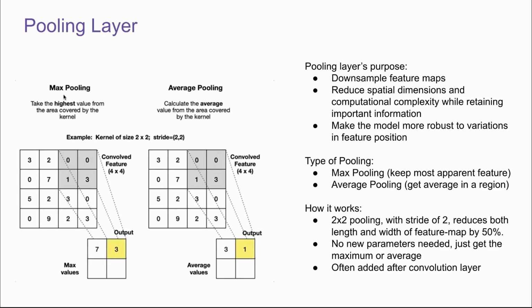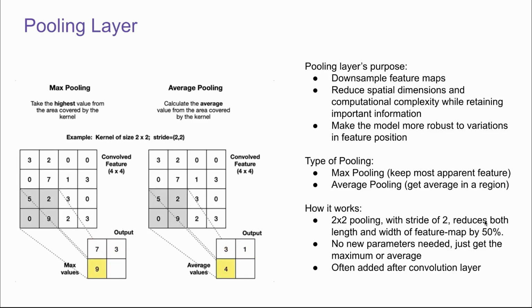The difference between max pooling and average pooling is, for max pooling, we take the highest value within the kernel, and for average pooling, we take the average of all the values within the kernel. Max pooling is good at keeping the most apparent feature, and average pooling gets the average in a region, and it works pretty well for smoothing. They both have pros and cons. Average pooling, for example, could miss out some details because it's trying to smooth everything. And max pooling is good at getting sharp details, but it doesn't consider most of the other values within the kernel.